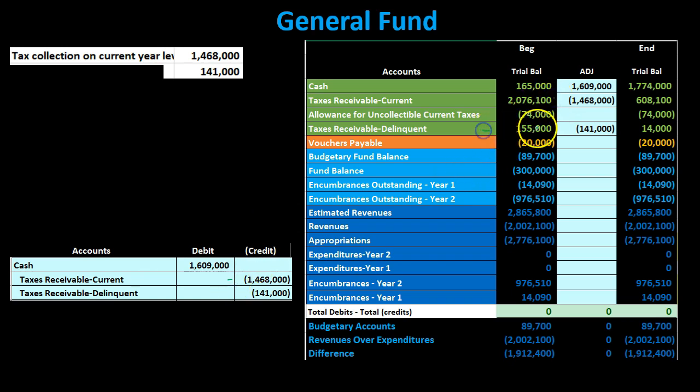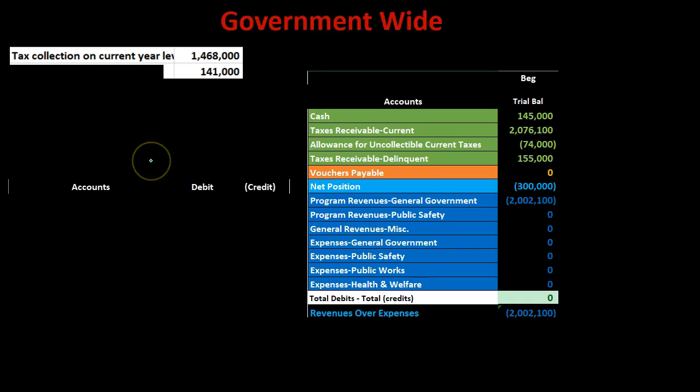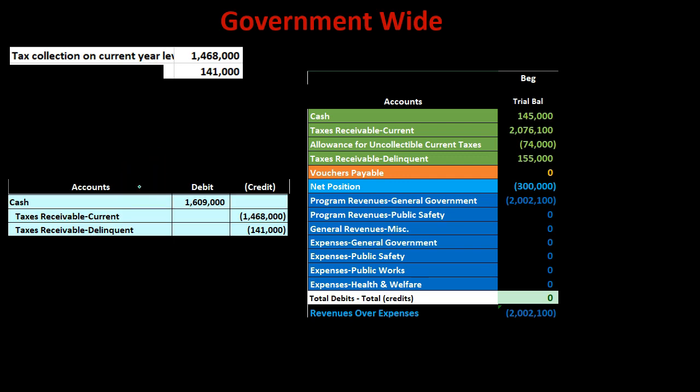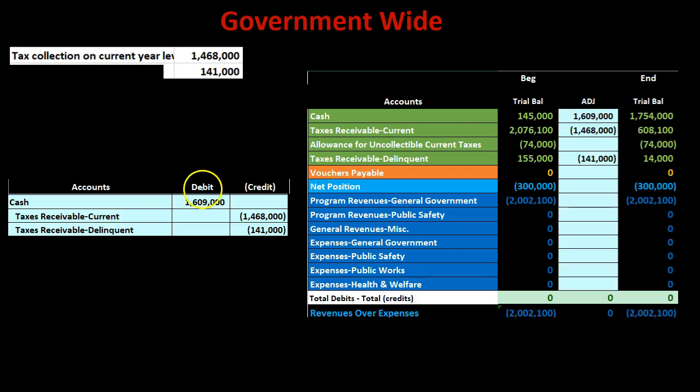And then we have the delinquent receivables going down. Only difference here is that we're breaking out between the current receivables and delinquent receivables. What about the government-wide activity? Well, in essence, that's going to be the same type of transaction because this is more of an accrual type of transaction. So we're going to say that cash is going up. We have the decrease in the receivables as well. So cash increasing, the receivable then decreasing with the credit, as well as the delinquent receivable decreasing with the credit.